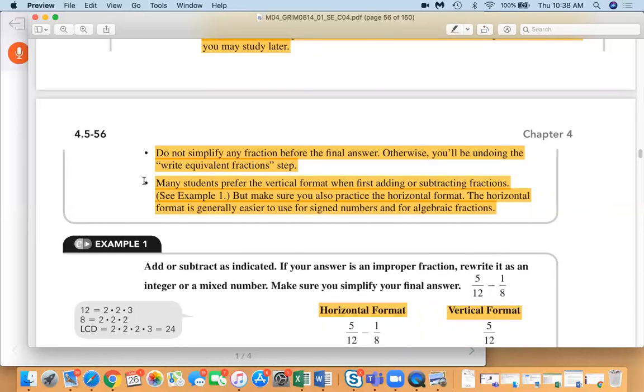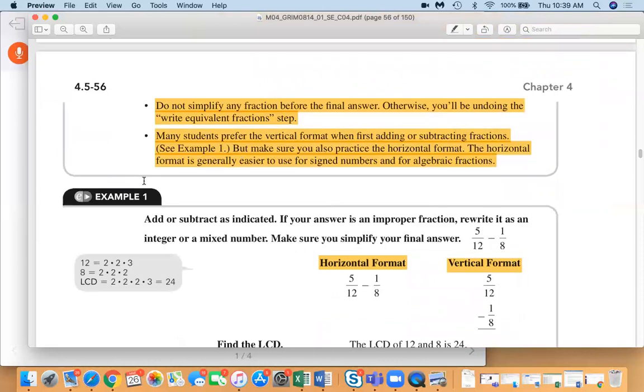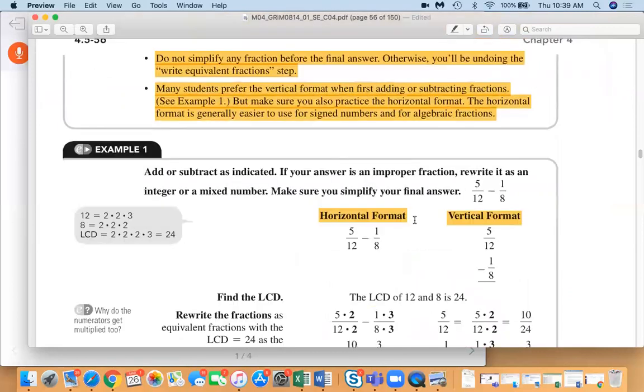Many students prefer the vertical format when first adding or subtracting fractions. In example 1, you'll see that. But make sure you also practice the horizontal format. It is generally easier for signed numbers and for algebraic fractions.